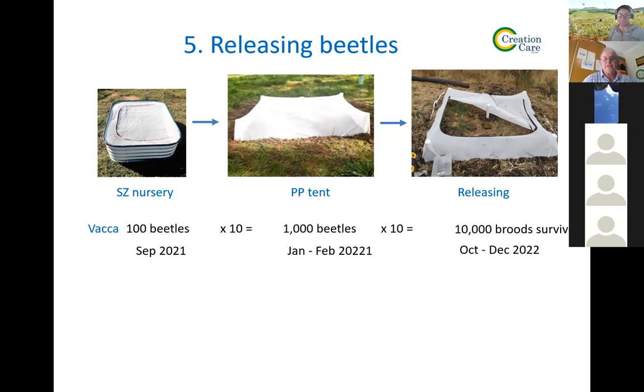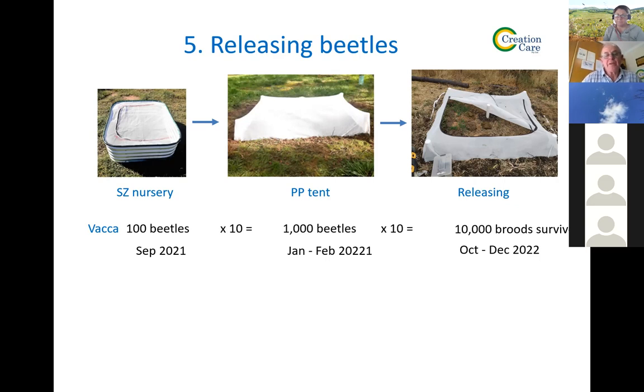Let's have a think about the numbers that we can be expecting here. You're getting 100 beetles in your SZ nursery. I've done as an estimate there, you get a tenfold increase in beetles, which means by January, that's wrong, not 2021, it's 2022, there's an extra one there. By that January, if you've got a tenfold increase, you'd have 1,000 beetles. If that 1,000 beetles breeds well in the PP tent, then by the time it's finished breeding, by October, December 2022, you could have up to 10,000 broods that will survive in that tent.